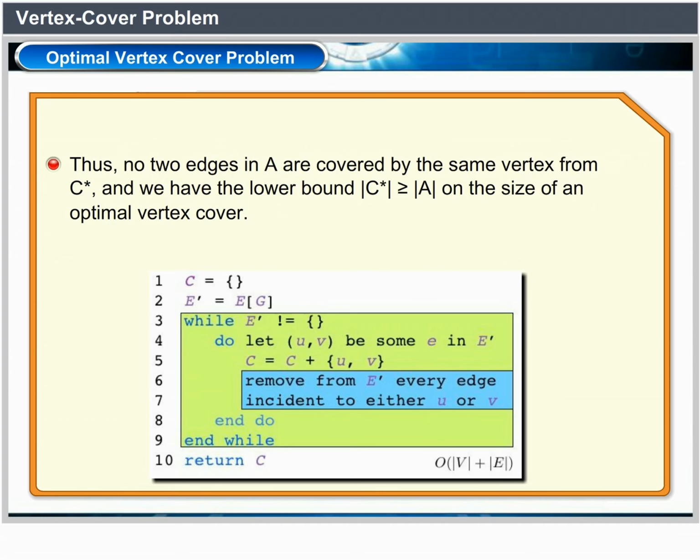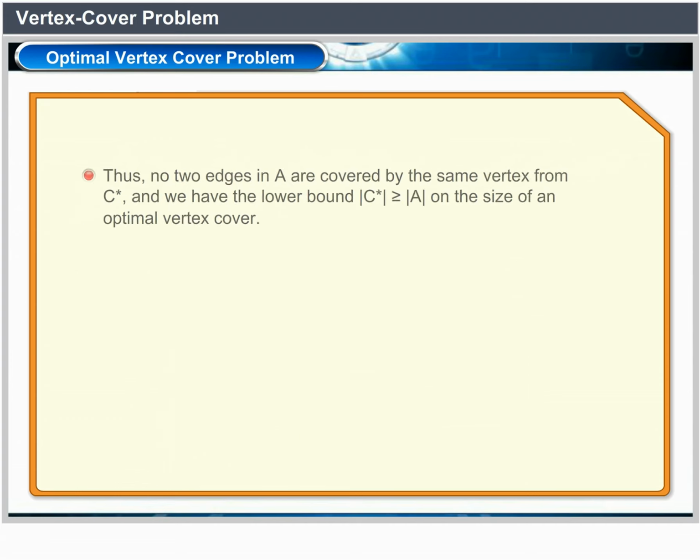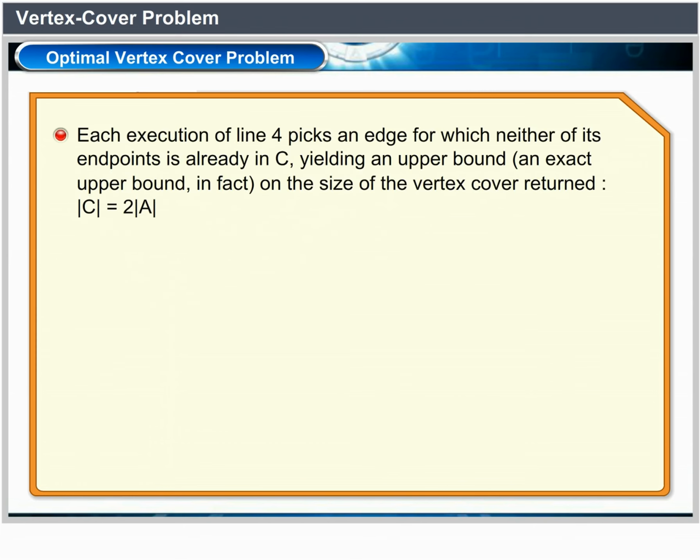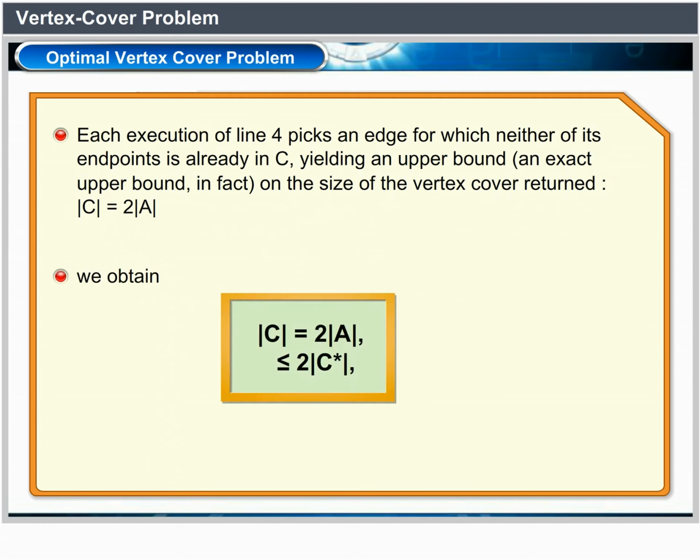Each execution of line 4 picks an edge for which neither of its endpoints is already in C, yielding an upper bound, an exact upper bound in fact, on the size of the vertex cover returned: |C| = 2|A|. We obtain |C| = 2|A| <= 2|C*|, thereby proving the theorem.